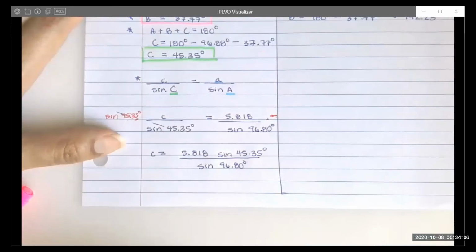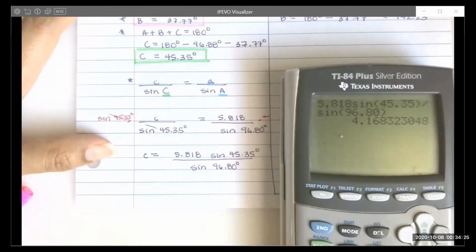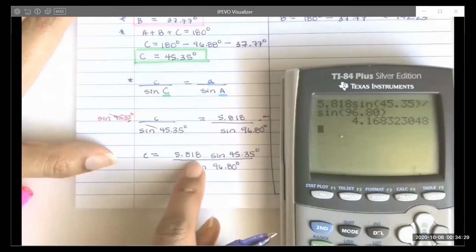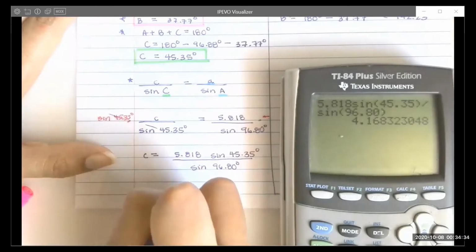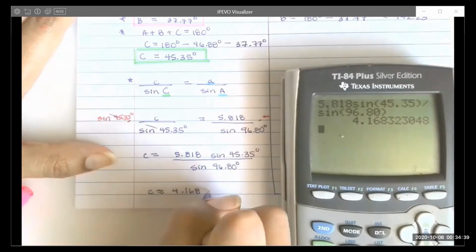So at that point, I'm going to punch in the calculator. 5.818 times sine of 45.35 divided by sine of 96.80, and we get approximately 4. Remember, this is the length, and the lengths they've been giving to us to the nearest 3 decimal places. So we're going to say that C is approximately 4.168, and that would be in feet.